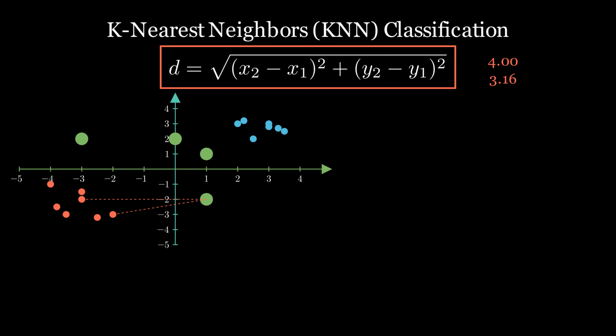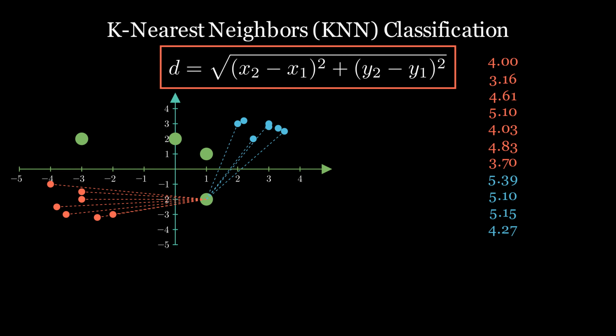Let's classify the test point at position 1, -2. We start by calculating the Euclidean distance between this point and all training points. Next, we select the k-nearest neighbors. Here, k is 3, so we choose the 3 closest points. Among the 3 nearest neighbors, 3 are from class A, red, and 0 are from class B, blue. Since the majority is from class A, the test point is classified as red.